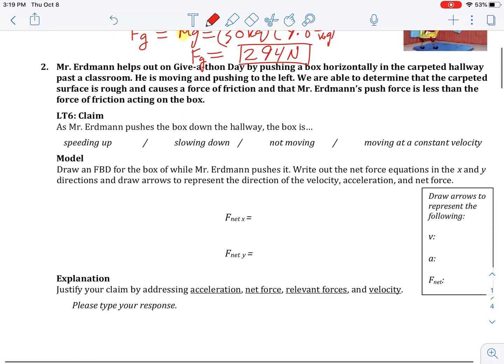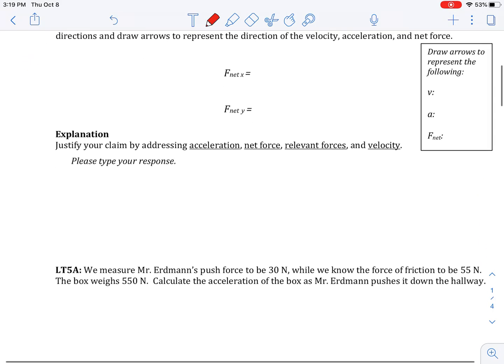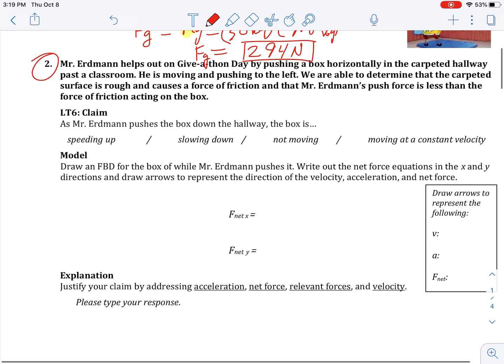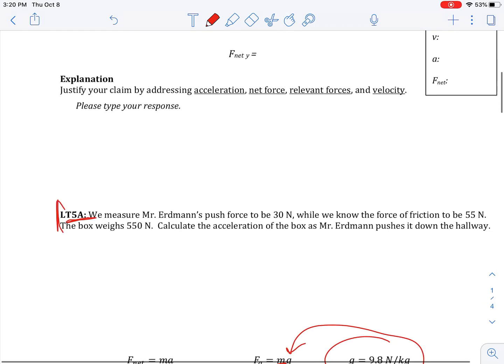Okay. The next one starts up here, but it ends down there. So I'm going to start up here real quick. Mr. Erdman helps out on Give-a-thon day by pushing a box horizontally in the carpeted hallway past a classroom. He's moving and pushing to the left. We are able to determine that the carpeted surface is rough and causes a force of friction, and that Mr. Erdman's push force is less than the force of friction acting on the box. So we don't actually have to worry about this now. If we were doing this real summative or formative, we would worry about it because we would want to do LT6. But right now I'm just doing LT5.